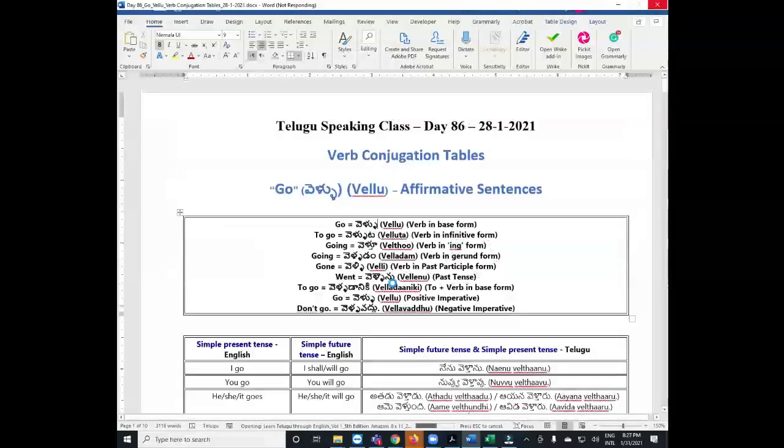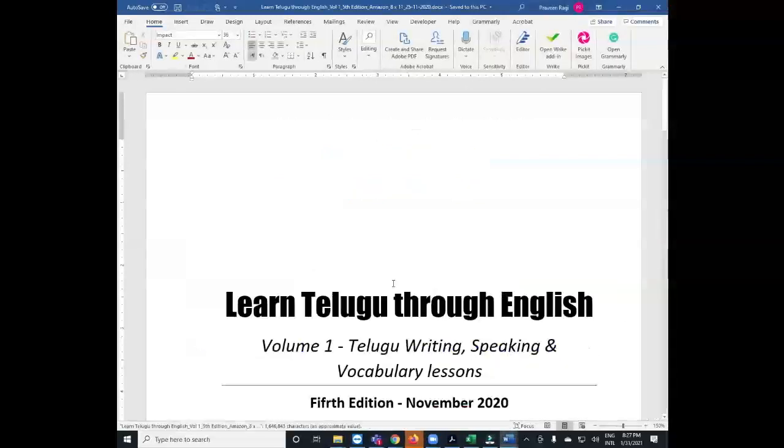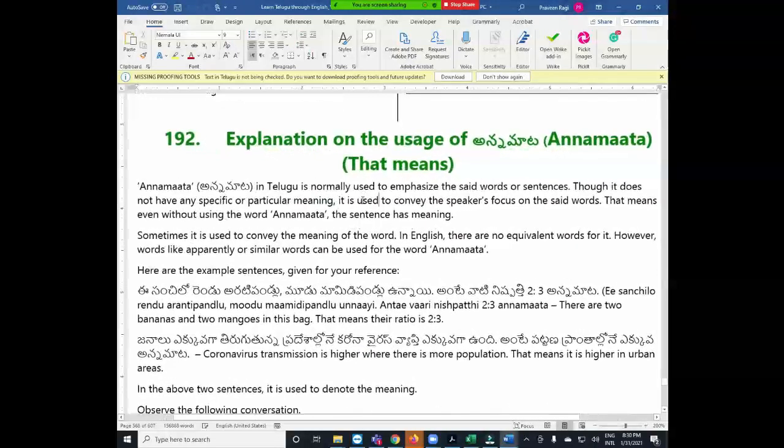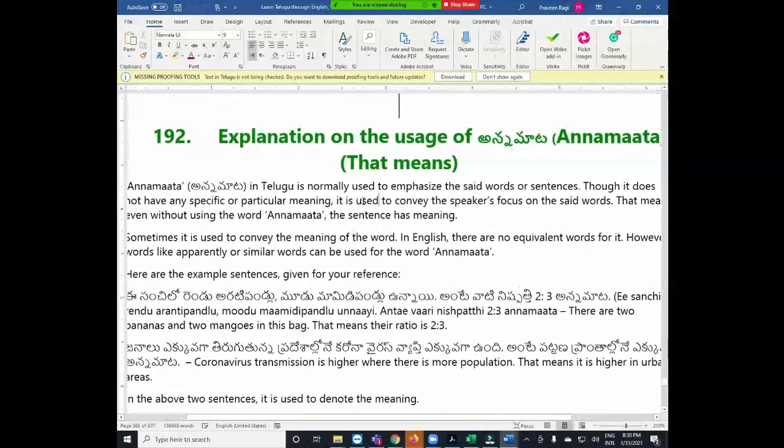Just one minute. Natarajan garu asked me a query. I think four days before, he sent a query on the usage of the word annamata. So we have a detailed lesson here. I will share the screen, then I will explain how we can use the word annamata. This is a word most commonly used in Telugu. You might have come across this word also. So let us discuss this one.